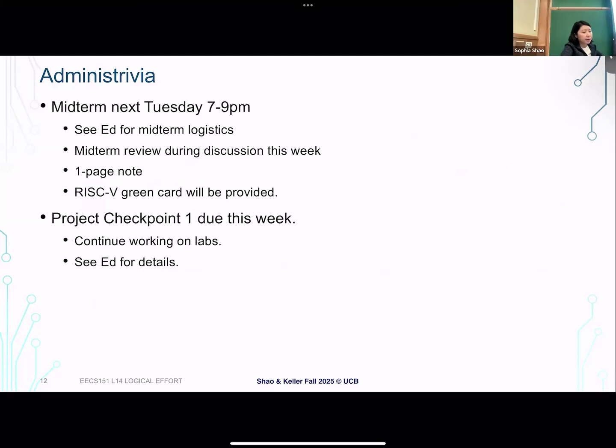Before we get there, a couple of announcements. Midterm is next Tuesday, a week from today. The scope will be the content we covered by last Thursday. So today's lecture is not in scope for the midterm, but it is very important, so I definitely encourage you to review the material. It's basically up to the inverter chain delay that we covered by Thursday.